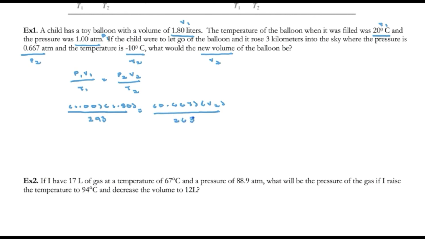Now, keep in mind one thing that I haven't really been talking about, other than with Kelvin, is units. Since my units for both of my pressures are atmospheres, no conversions are needed. And I know that my units for volume will be in liters. Since this unit for 1.80 is in liters, then this volume has to be in liters as well. I'm going to cross multiply now.